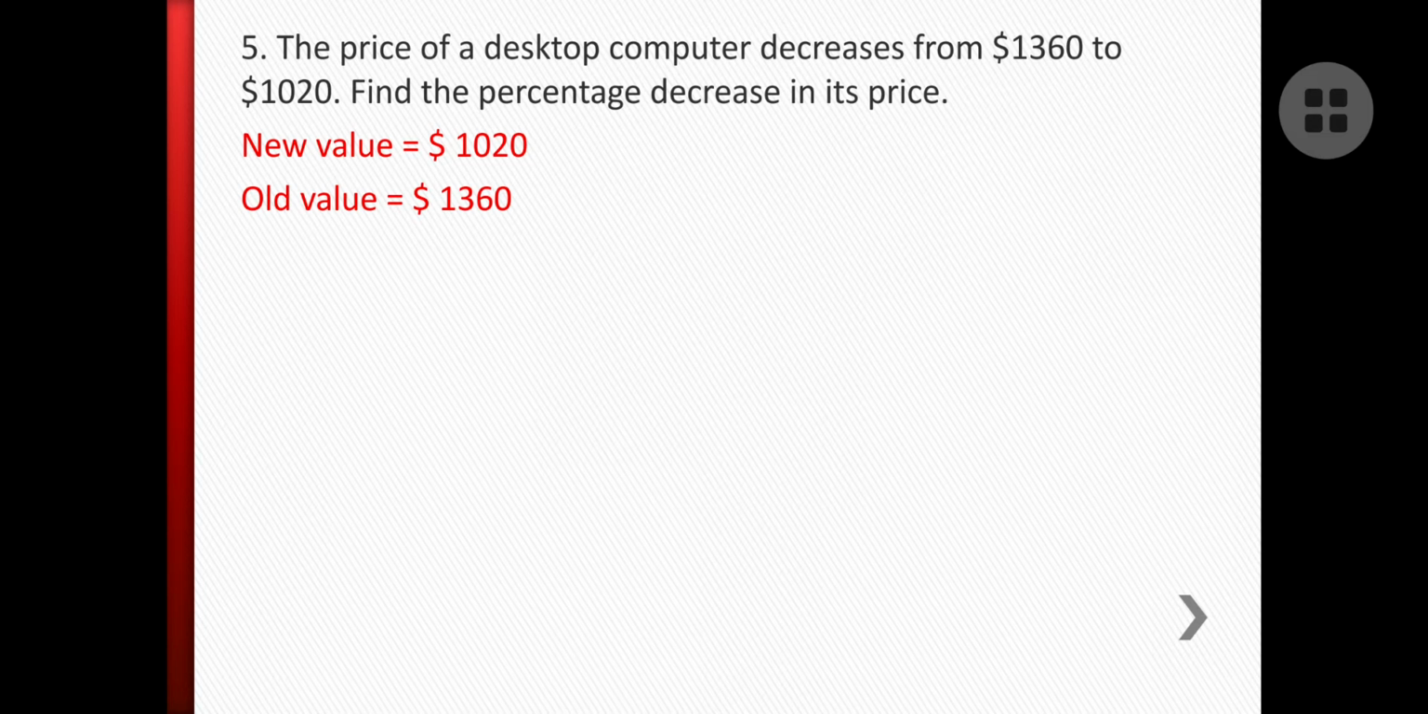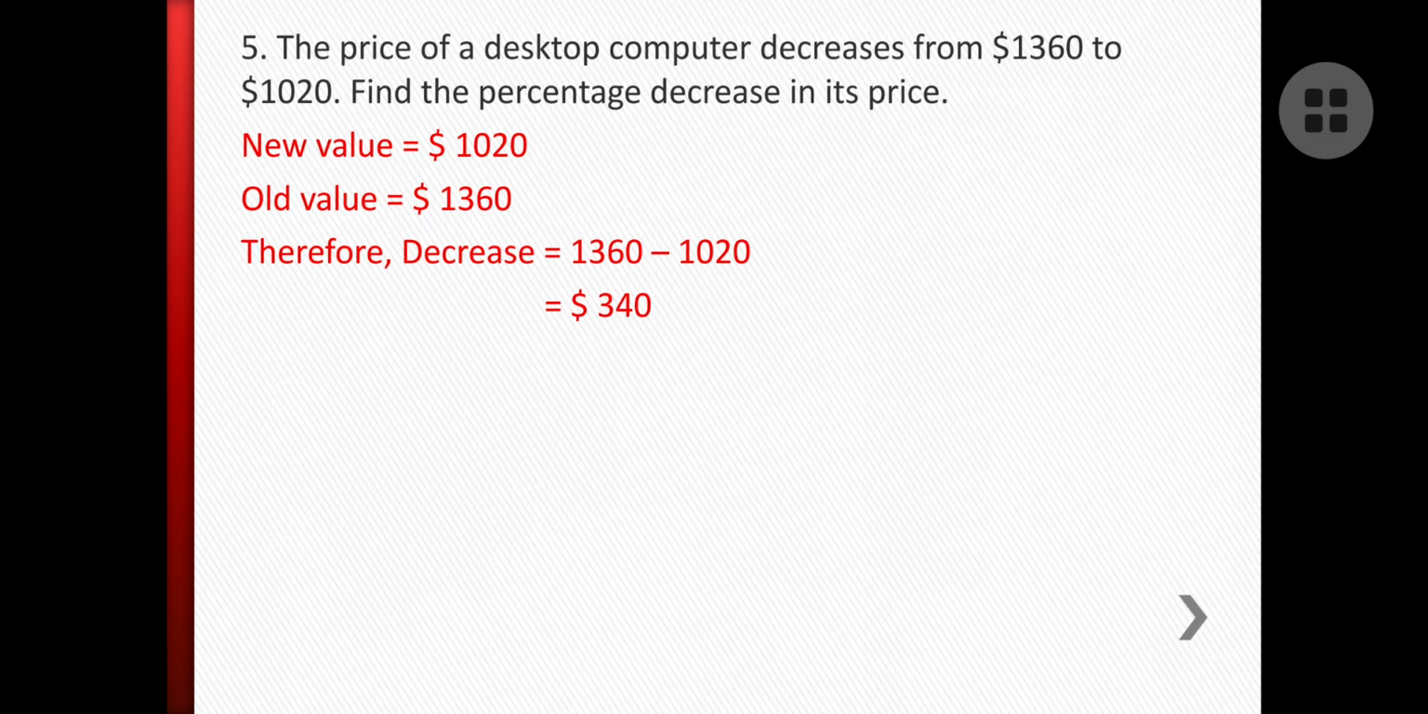Now the question is, what is the percentage decrease? It's a decrease, so before you find the percentage decrease, you have to find what the decrease is. So first find the difference. The decrease is 1360 minus 1020. That is the difference of the price. When you subtract, you will get $340. This is the decreased amount.